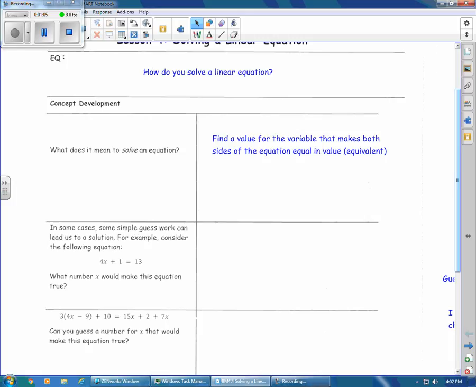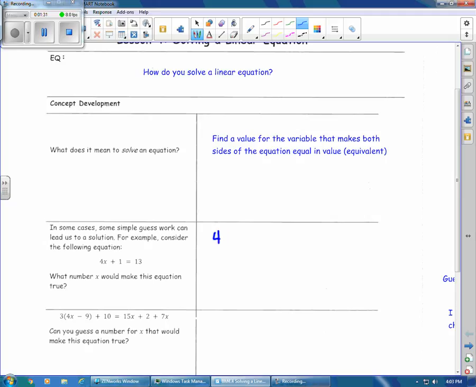No, I'm thinking about my multiplication facts. 4 times 3 is 12, and 12 plus 1 would be 13. So I know that if I substitute a 3 for x, it's going to make the equation true. Let's go ahead and do that. I'm going to show you how I would expect you to show your work on something like this. And yes, even though it's a simple equation, I would expect you to still show your work.